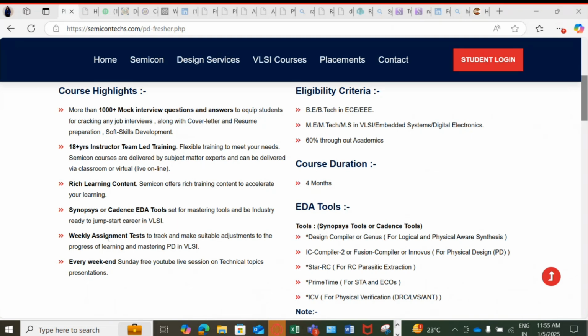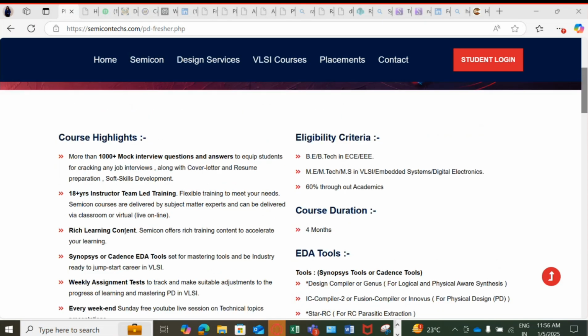And weekly assignment test. Every week on Saturday we'll have a weekly assignment test in order to understand and course correct if you are lagging in the concepts or if we are going too fast, and how we can correct ourselves. So the weekly assignment test will give us an opportunity to understand how the course is going and to focus extra on a couple of topics, as per the requirement based on the results. And every week on Sunday we have a free YouTube live presentation from Semicon Technolabs where you all can participate in order to gain technical knowledge on multiple different topics. All right.